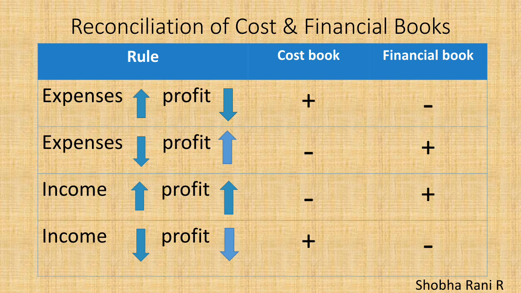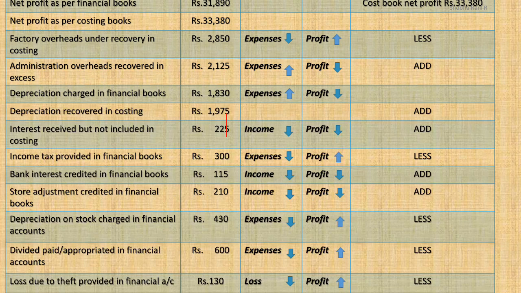When income increases in an organization, automatically the profit also increases, then in the cost book, it has to be subtracted, in financial book, it has to be added. When income decreases, the profit also decreases, then in the cost book it has to be added, in financial book it has to be subtracted. We have to start with the profit as per cost book accounts. Then we have to segregate the items as incomes and expenses.